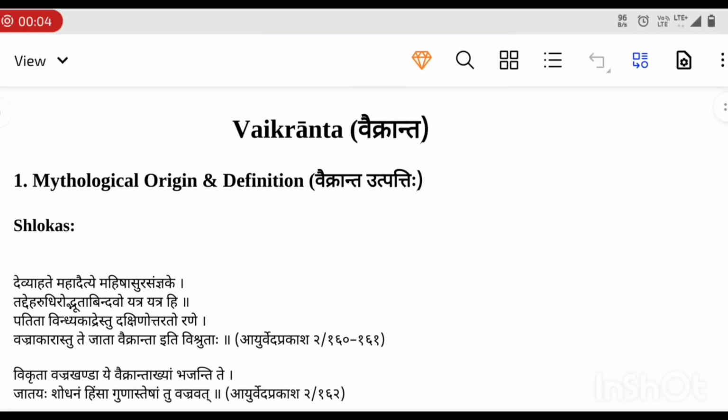Welcome back. Today we are exploring Vaikrant, which is one of the most important minerals in Rasa Shastra. Now we see the mythological origin.